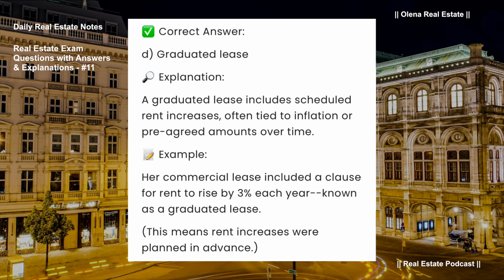Correct answer, D. Graduated lease. A graduated lease includes scheduled rent increases, often tied to inflation or pre-agreed amounts over time. For example, her commercial lease included a clause for rent to rise by 3% each year, known as a graduated lease. This means rent increases were planned in advance.